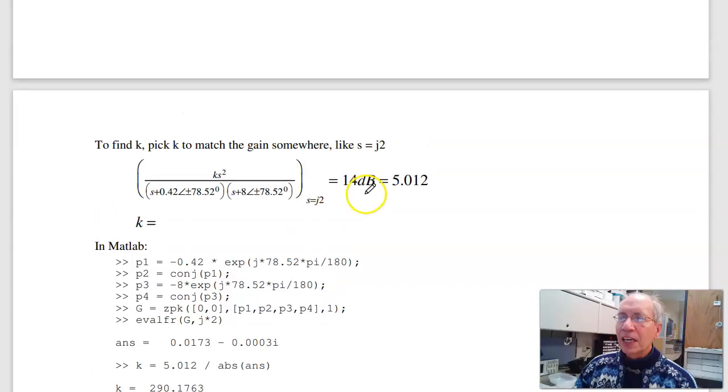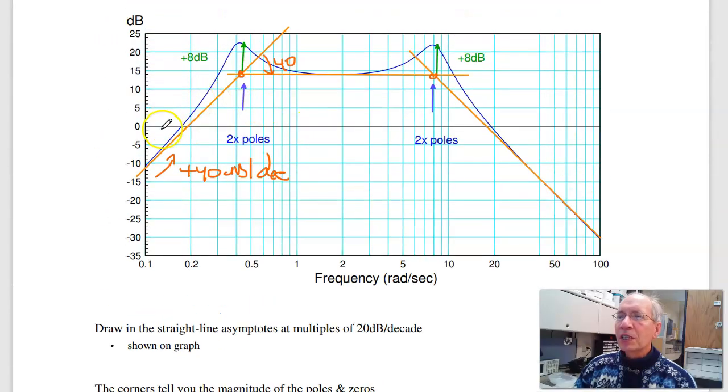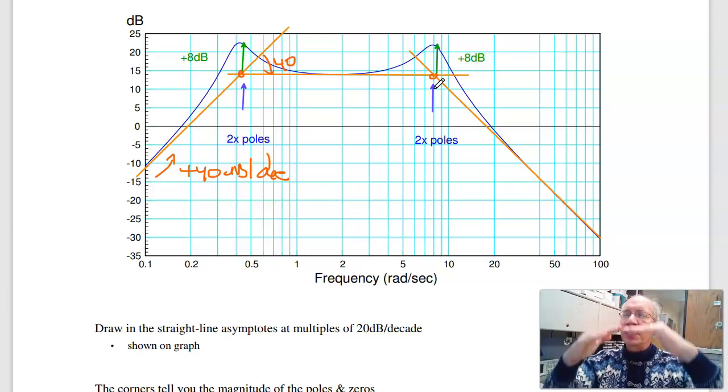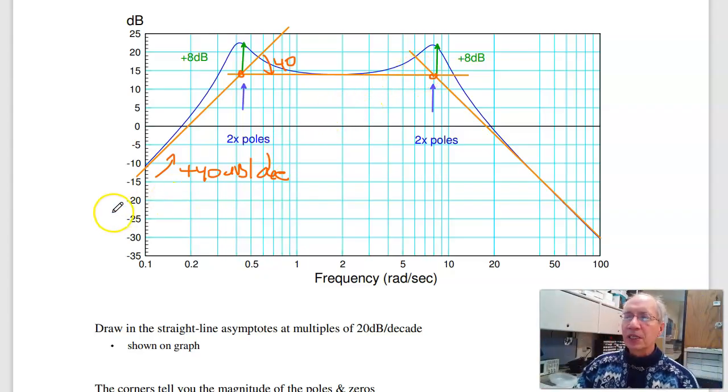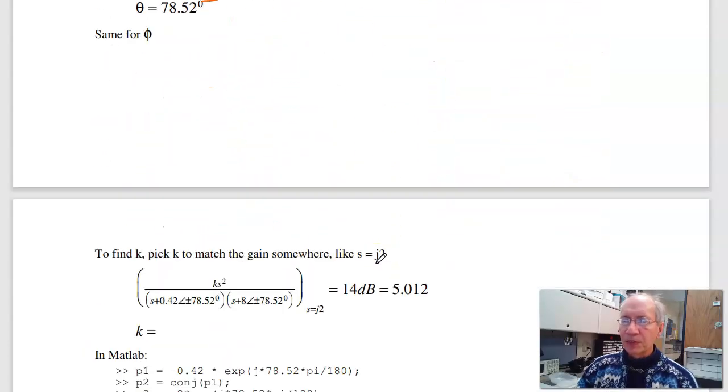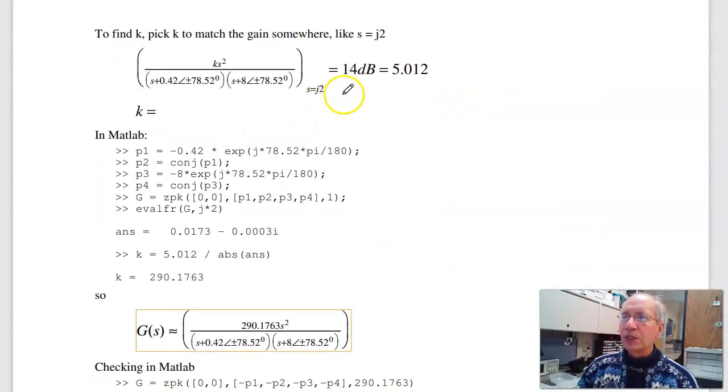Finally, I've got a gain k. What I've done so far is I've gotten the right shape, but I can take the whole curve and slide it up and down by multiplying by k. Pick any frequency you want. At 0.1, the answer should be minus 12. At 2, should be 14. At 100, should be minus 30. Pick your favorite. I chose 2. It should be 14 dB. Solve for k. And I wind up that k is 290.